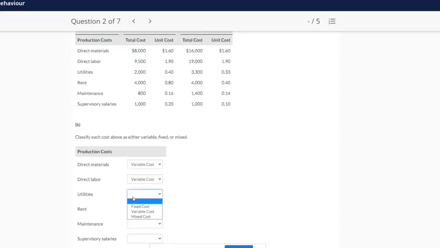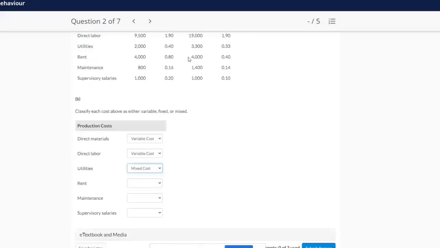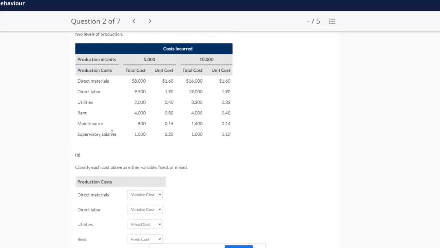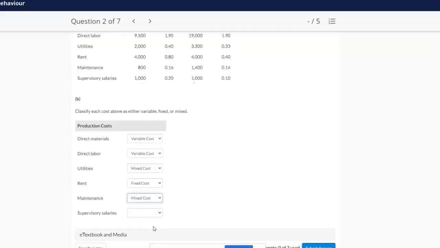Utilities, mixed. Rent, fixed. Maintenance, mixed. Supervisory salaries, fixed.